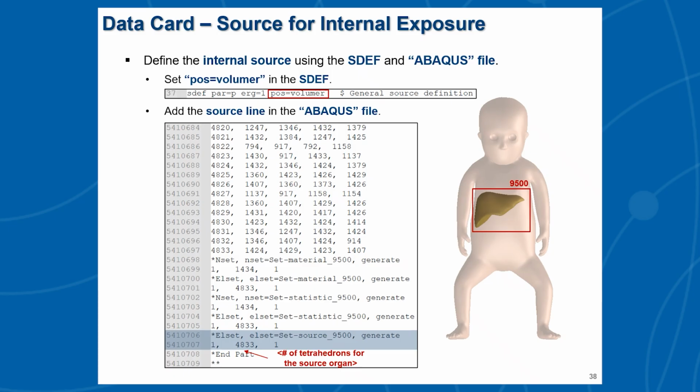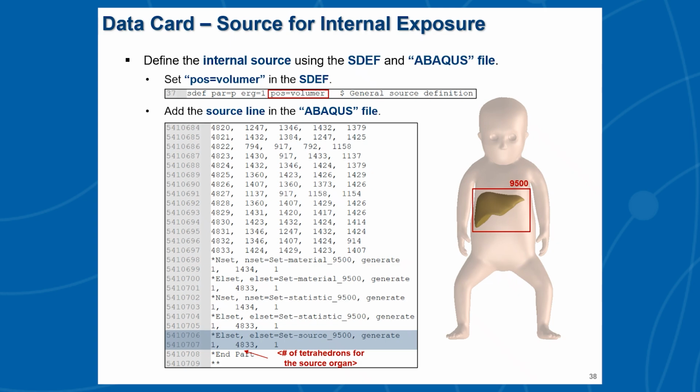The source organs must be defined in the abacus file, and for this, first, to tell MCNP that the source is from the abacus file, you should add pos equal volumer in the SDEF card. Then, in the abacus file, you should add set source at the LSET part of the source organ with the number of tetrahedrons comprising the source organ.